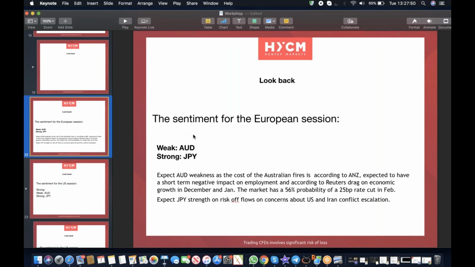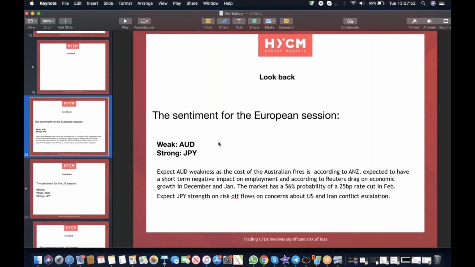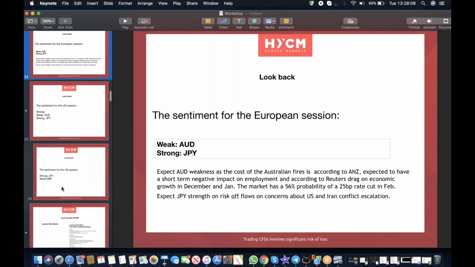So looking at the European session, when I came to the market this morning, there was one currency pair that looked obvious for shorting, and that was the Australian dollar Japanese yen pair. I was expecting the Australian dollar to be weak and the Japanese yen to be strong. Now, obviously in a market that's very sensitive to risk at the moment, that makes sense for the Australian dollar to be weak.